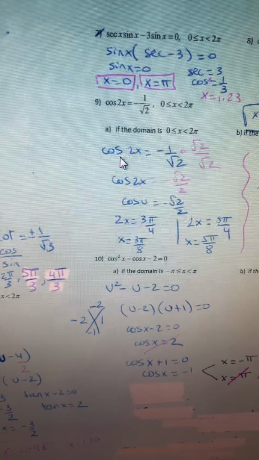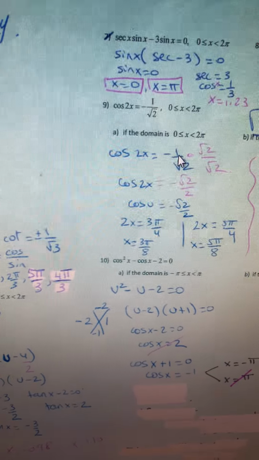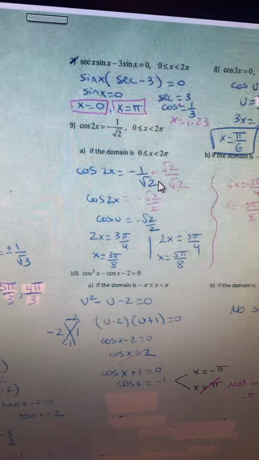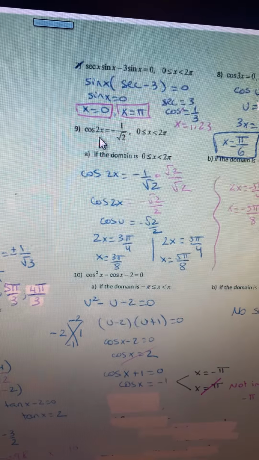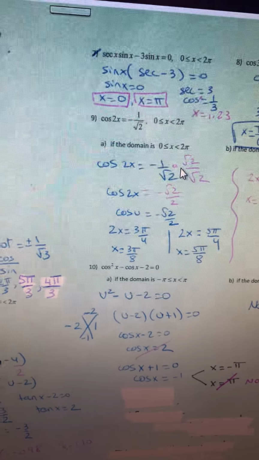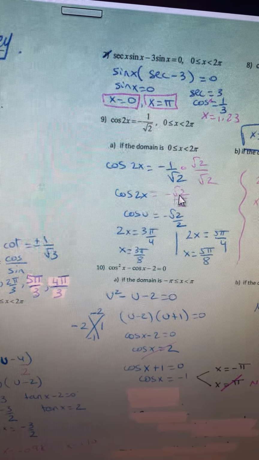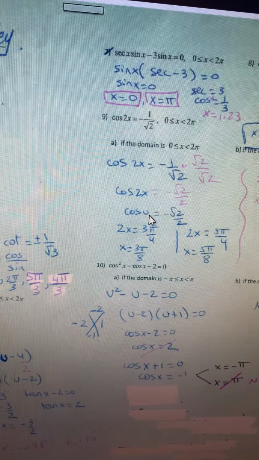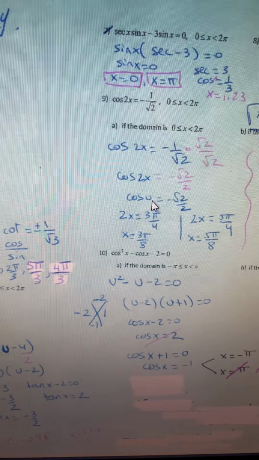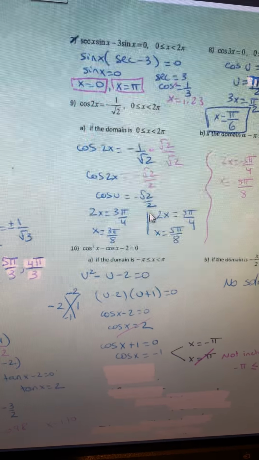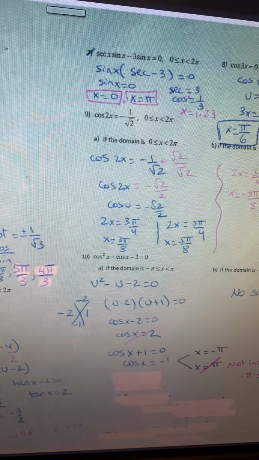The same thing here. Cosine of 2x equals -1 over square root of 2. And I'm trying to look right here. Yeah, I'm sorry, I missed that one. Rationalize it first. Now it looks familiar. Ignore the 2 next to the x and just substitute all this with u. The two angles that have negative square root of 2 over 2 as a cosine are 3 pi over 4 and 5 pi over 4.